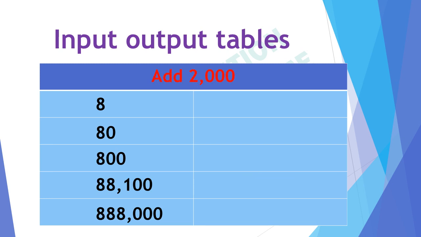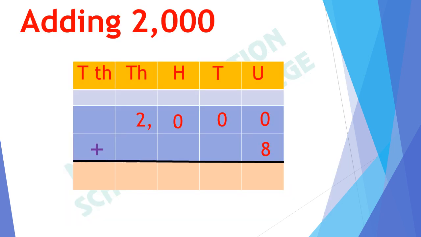In the input-output tables, here some of the numbers are given. We have to add 2000 in each number to get its output value. The first number is 8. We have to add 2000 in 8. If we add 8 in 2000, we get, yes, we start from the units. We have to add 0 units and 8 units. If we add 0 in any digit, we get the same digit.